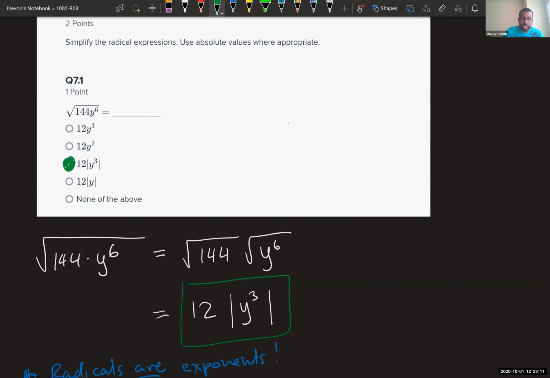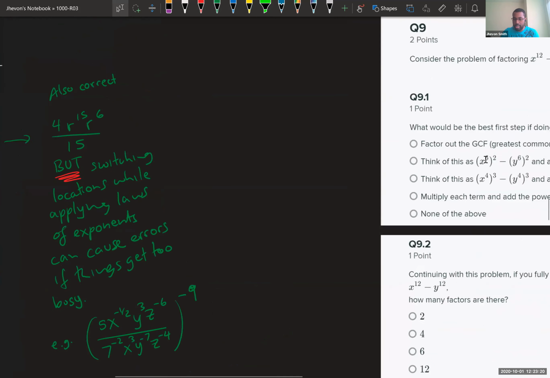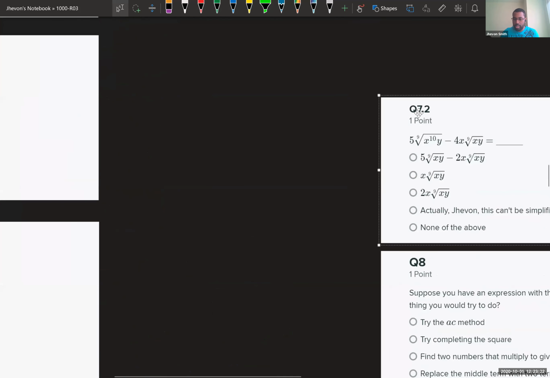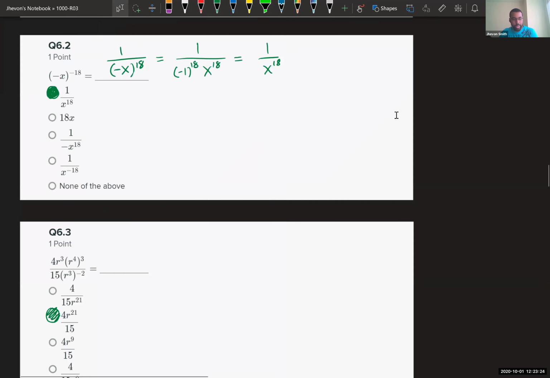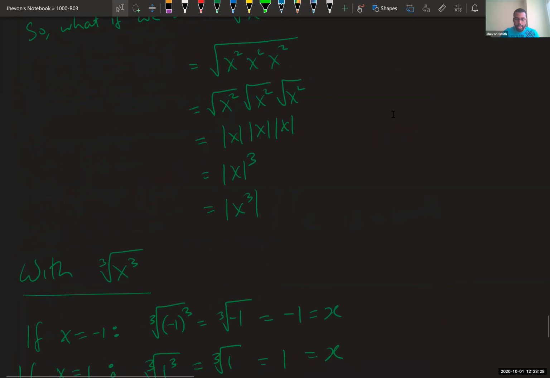So I did talk about this in class, but I don't know if a lot of people are paying attention to it, so I made sure I put it on the quiz. Now it's something that you should think about all the time. So if you have an even radical and an even power, an absolute value comes into play.